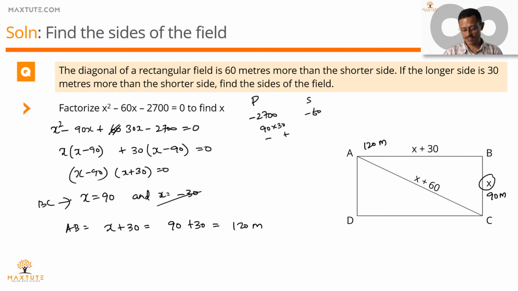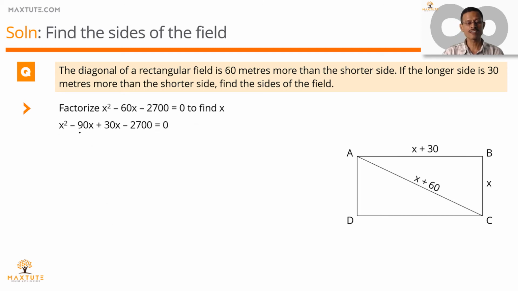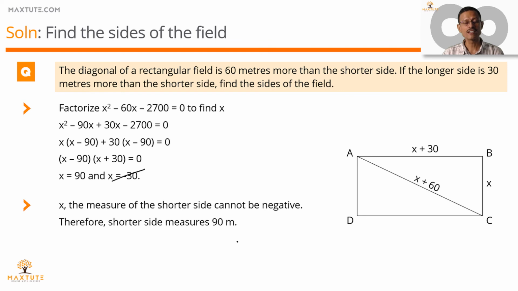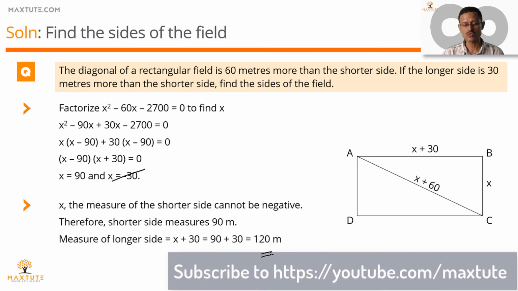Summarize this factorization in a printed form. It factorizes as x square minus 90x plus 30x minus 2700 equals 0. So it will leave us with x minus 90 into x plus 30 equals 0. So x is either 90 or x is equal to minus 30. Length cannot be negative, so this is not possible. The shorter side measures 90, the longer side is 30 more than that, it measures 120 meters.